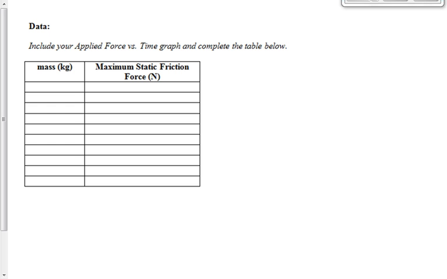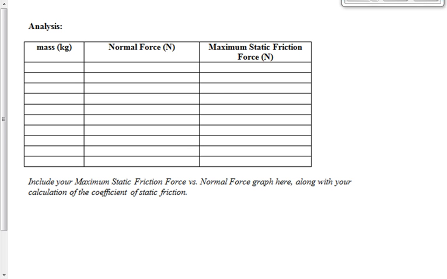You're going to record your mass for each trial, and you're going to record your maximum static friction. And then from that, you're going to calculate the normal force. And of course, the max force of static friction is still going to be the same value. How do you find the normal force? It's a flat horizontal surface. How are you going to find the normal force?